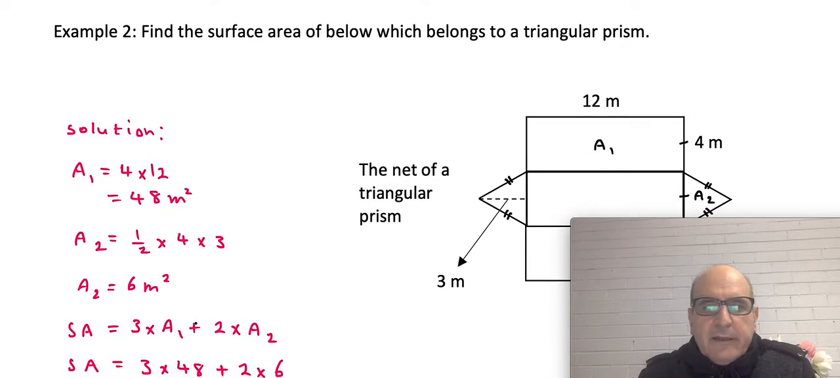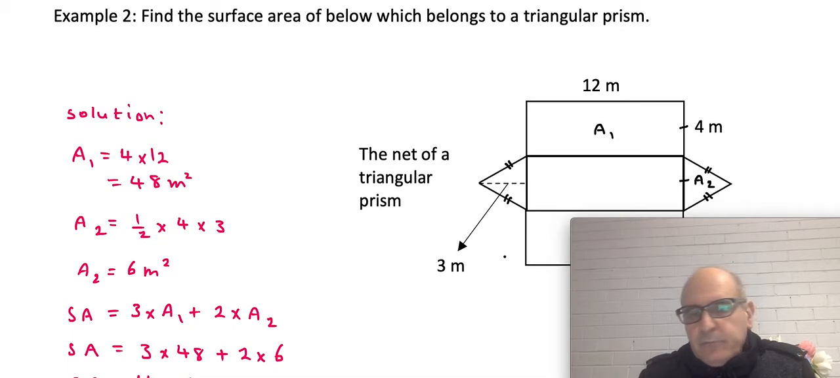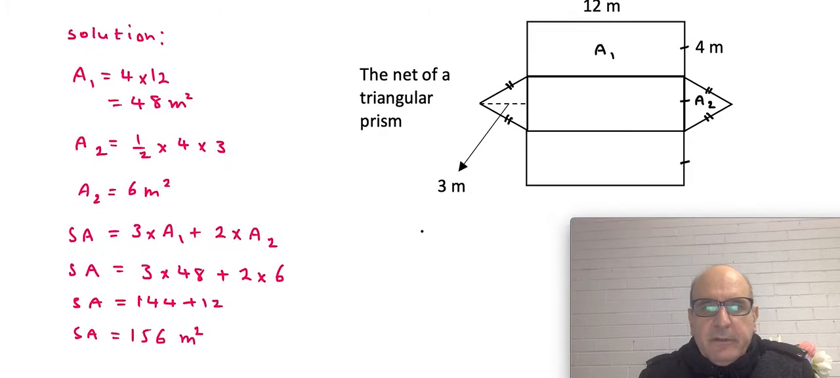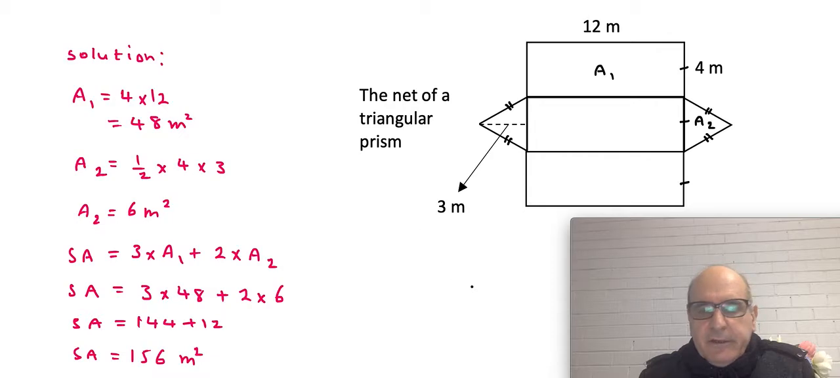Let's look at the net of a triangular prism. Here we have this triangular prism, and we want to find its surface area. As you can see, you have 3 rectangles and 2 triangles.